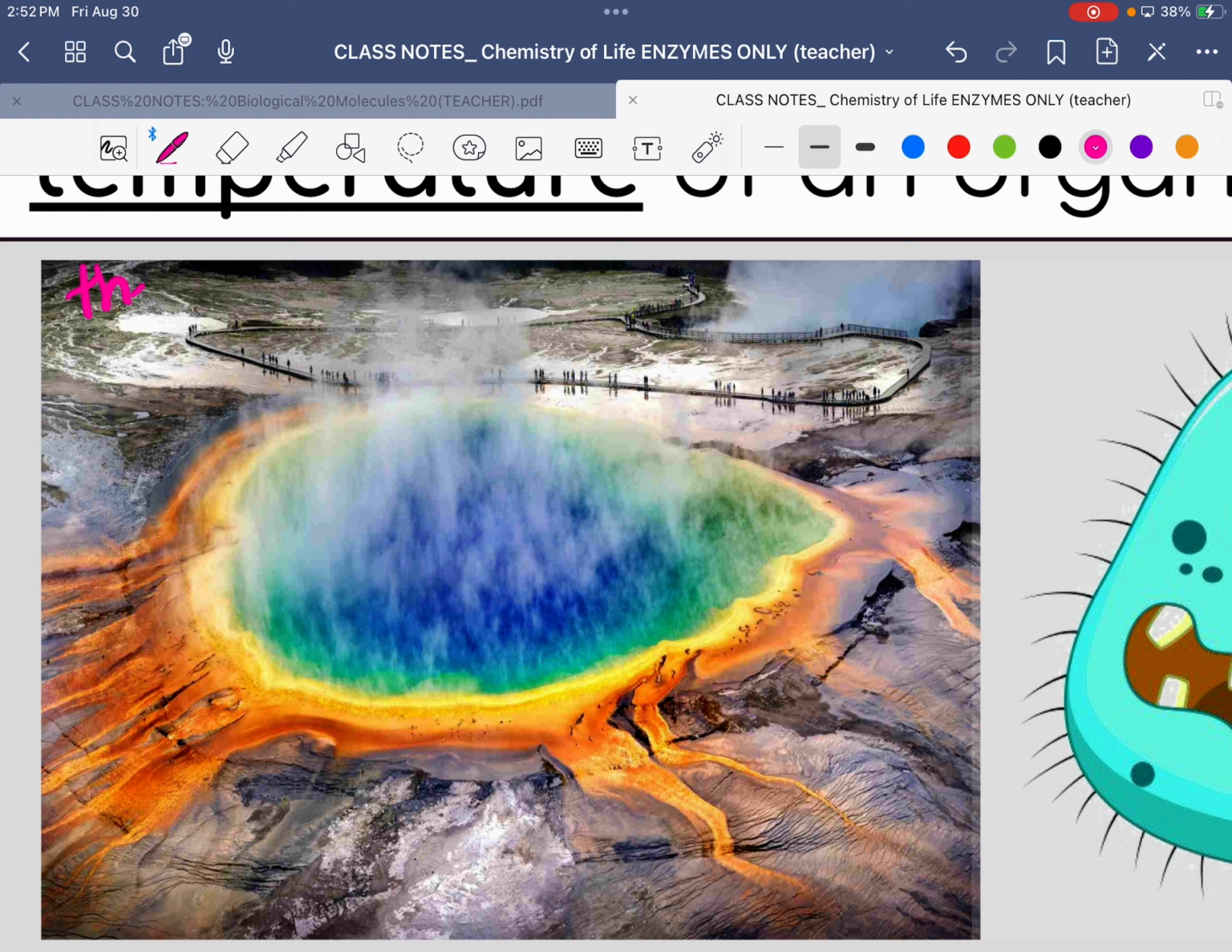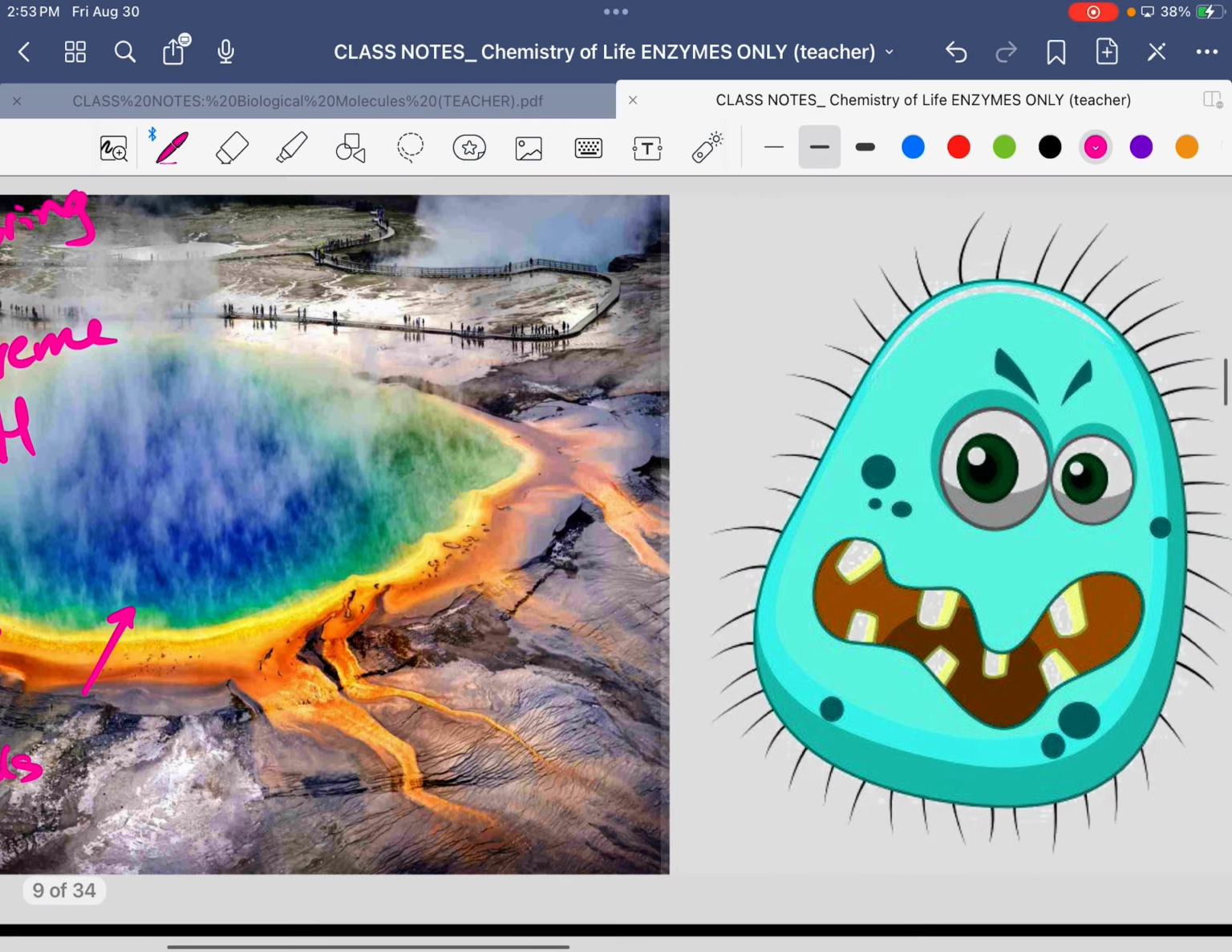This is a thermal hot spring, which means that it's very hot, right? It's very hot. And you can see all these different colors here represent different chemicals. So it's got lots of chemicals in there. So the pH is probably some sort of extreme. So we could say that it's got some extreme pH.